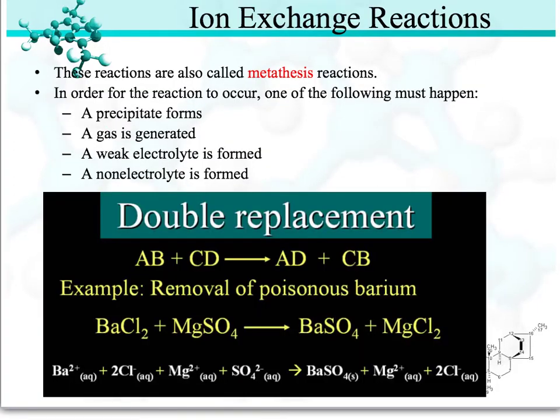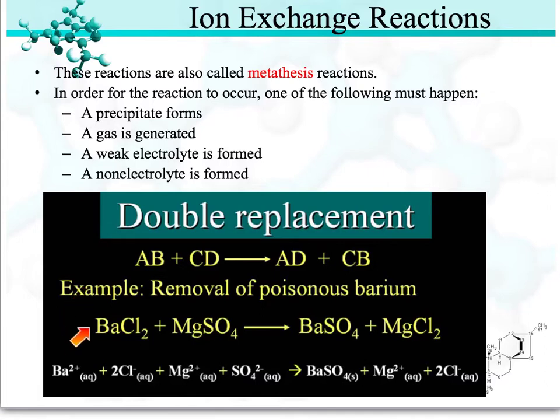So the next topic here are ion exchange reactions, which last year we referred to, or some of them, as double replacement reactions. There's also another fancy name, they're called metathesis reactions. In order for this type of reaction to occur, one of the following things has to happen. So one would be a precipitate forming. So that could very often be a double replacement type reaction. A gas is generated, again that could be double replacement. A weak electrolyte is formed, or a non-electrolyte is formed. So all these are examples of, or could be, double replacement reactions.